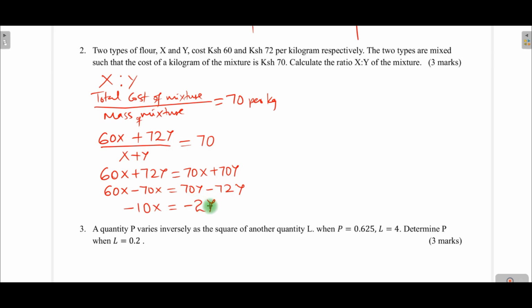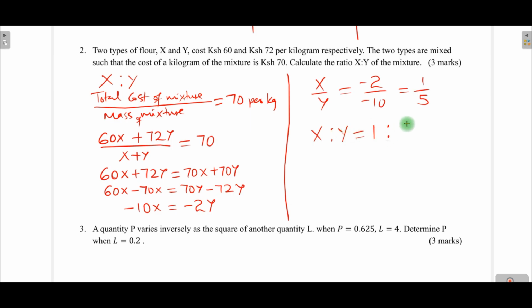So we are going to divide both sides by y, so we shall have x over y with the ratio of minus 2 over minus 10. So we simplify this by minus 2, get 1, and by minus 2 we get 5. And therefore the ratio in which x and y are mixed is 1:5.